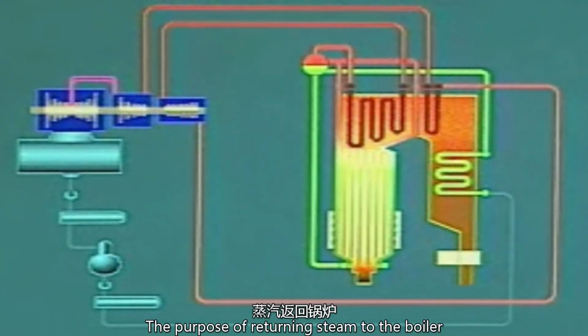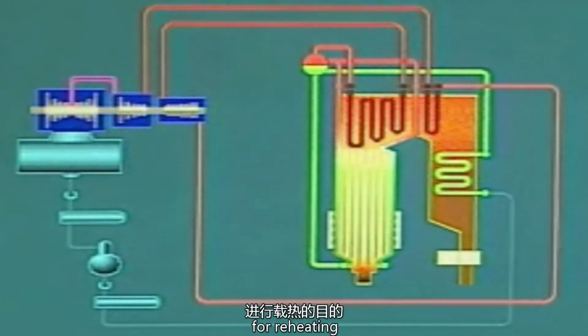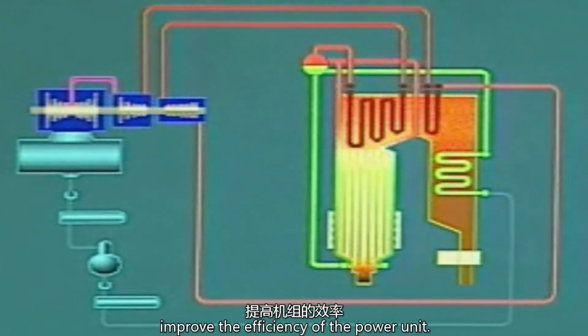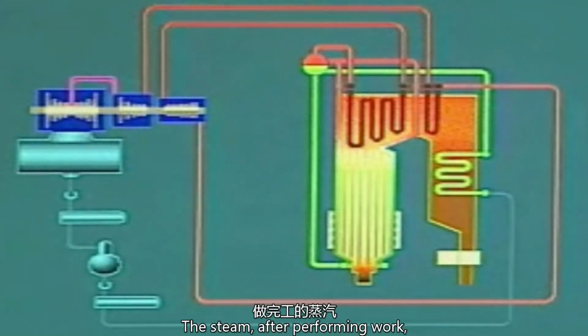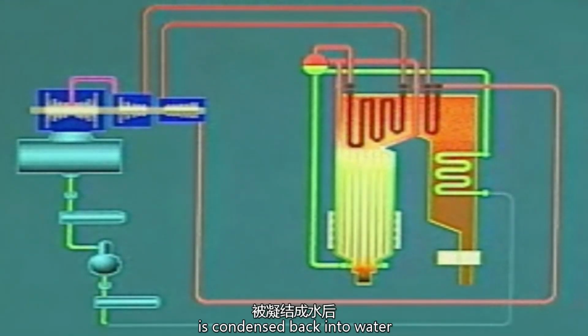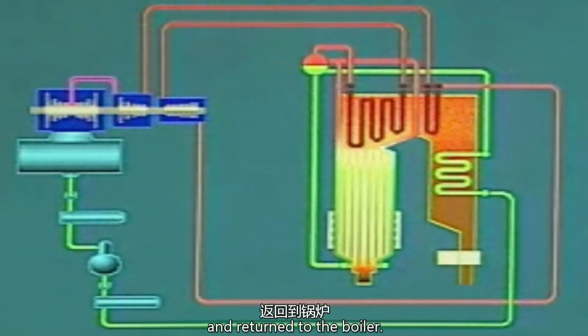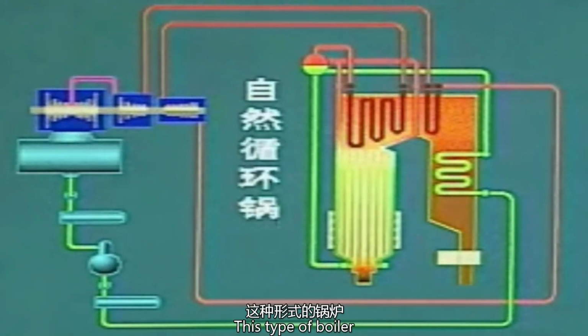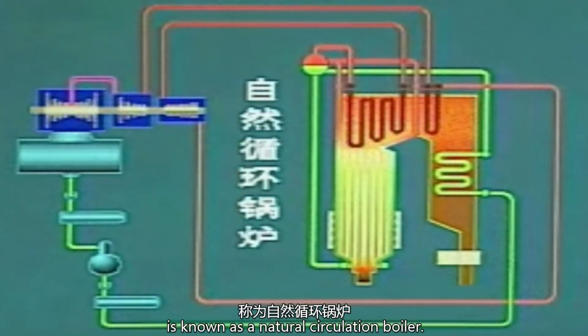The purpose of returning steam to the boiler for reheating is primarily to improve the efficiency of the power unit. The steam, after performing work, is condensed back into water and returned to the boiler. This type of boiler is known as a natural circulation boiler.